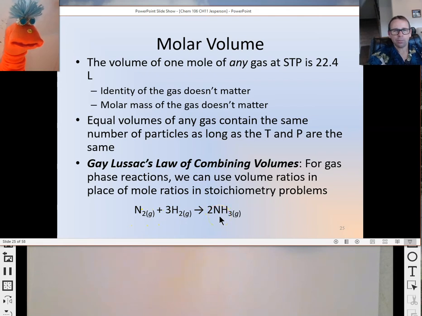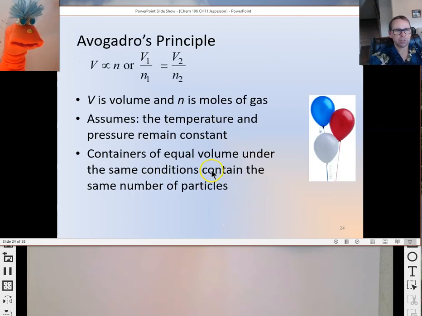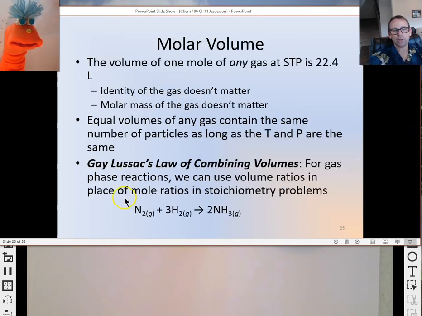But now that we just saw that there's this directly proportional relationship between volume and moles, we can also say 1 liter of nitrogen gas plus 3 liters of hydrogen gas yields 2 liters of ammonia. So the stoichiometry that would generally relate to the moles of material can be expressed in terms of liters of material. And that's only if we're talking about gaseous material.